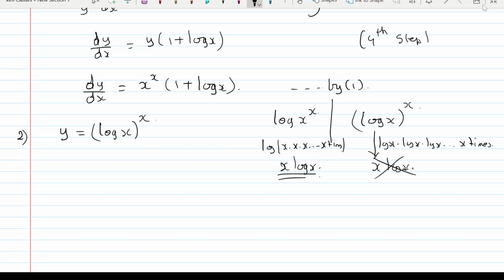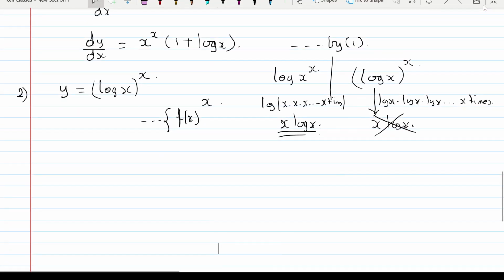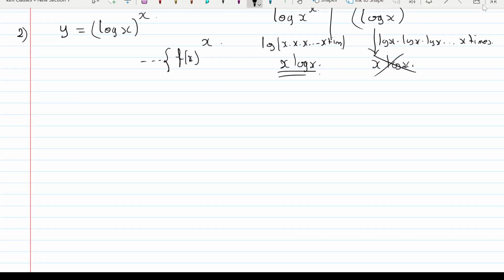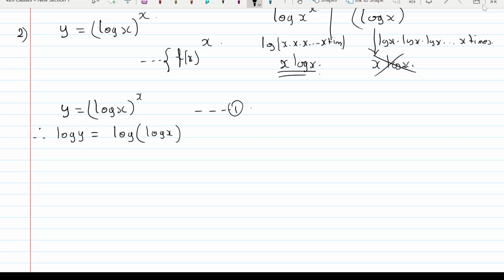So what would be the first step? ये कौन सा पैटर्न में है? This is under which pattern? f of x raised to x. ठीक है? It is under this pattern. So let's start solving. So we'll first write y is equal to log x raised to x. That is the question. Y is equal to log x raised to x. That is equation 1. So therefore log y is equal to log of log x raised to x.